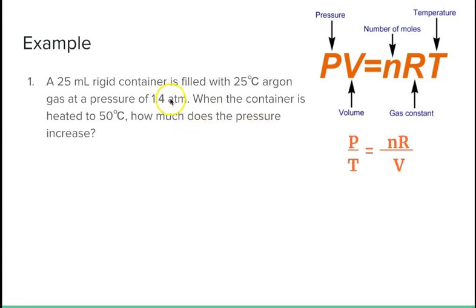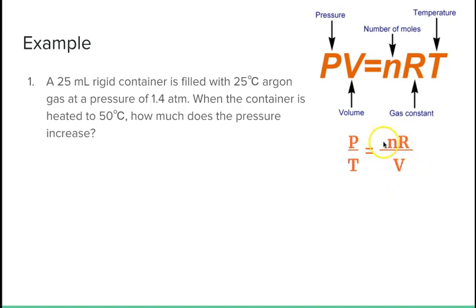Pressure is increasing and temperature is increasing, right? So volume is staying the same. Notice that it says it's a rigid container, so the volume won't change. So volume, number of moles, there's no indication that that's changing either, and our constant is always going to be the same. So let's put all of our changing variables on one side and all of our constant variables on the other side. That essentially means moving volume over here and moving T over to the left side. So we end up with P over T equals NR over V.